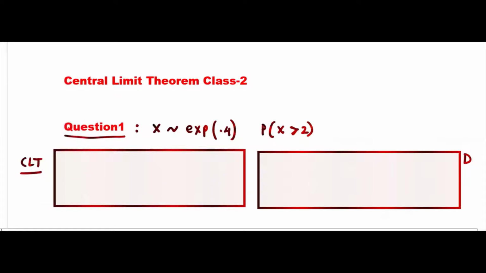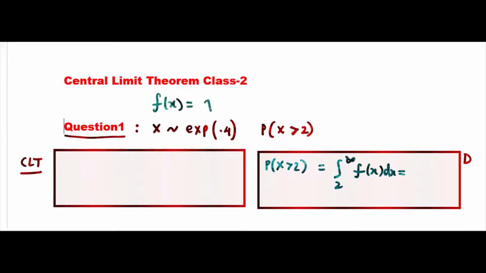How to do this problem directly? Probability x greater than 2. We can integrate from 2 to infinity, right? Yes, sir. 2 to infinity. Lambda e power minus lambda x. So we'll write the exponential distribution formula. f of x will be lambda e power minus lambda x, and this will be from 0 to infinity. This is the formula, and lambda is given 0.4 here. Okay.